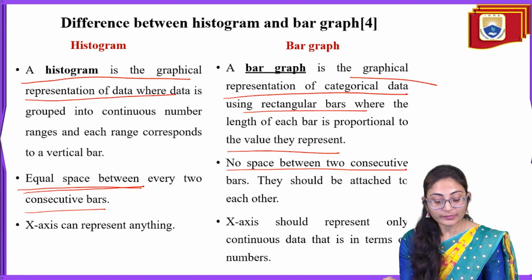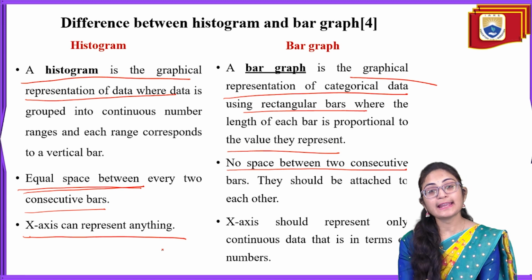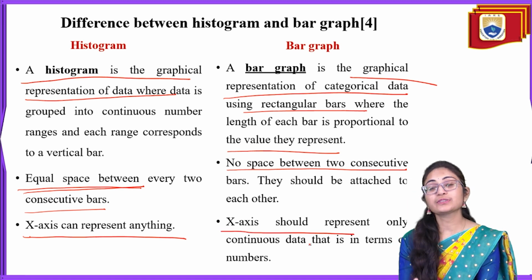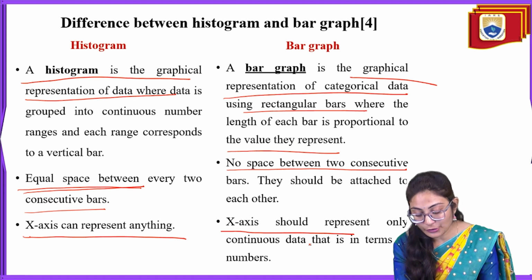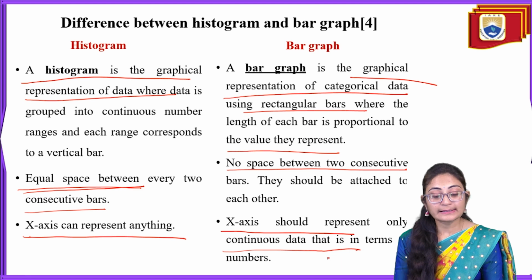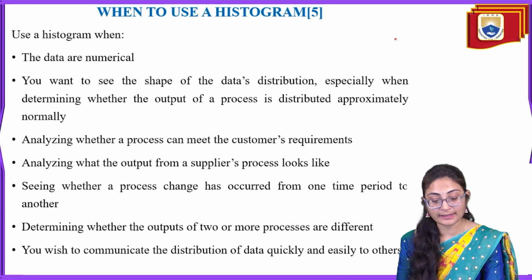In a histogram, the x-axis can represent anything, and in a bar graph, the x-axis should represent only the continuous data, that is in terms of numbers. This is the difference between the histogram and bar graph.